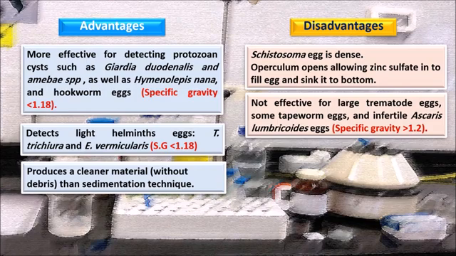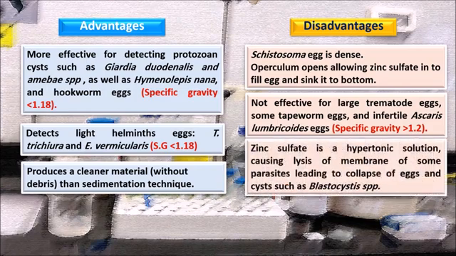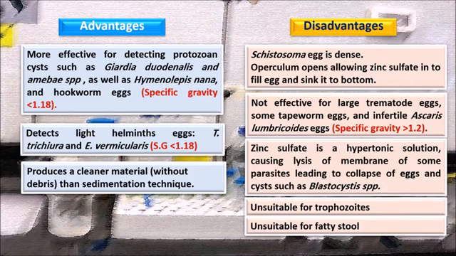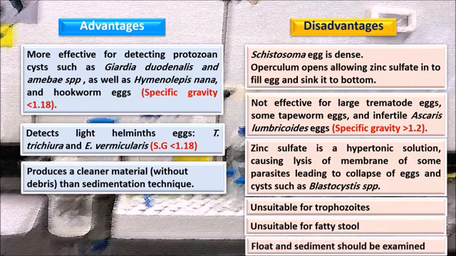Not effective for large trematode eggs, some tapeworm eggs, and infertile Ascaris lumbricoides eggs with a specific gravity greater than 1.2. Zinc sulfate is a hypertonic solution, causing lysis of the membrane of some parasites, leading to collapse of eggs and cysts, such as Blastocystis species. Unsuitable for trophozoites, unsuitable for fatty stool. Float and sediment should be examined.